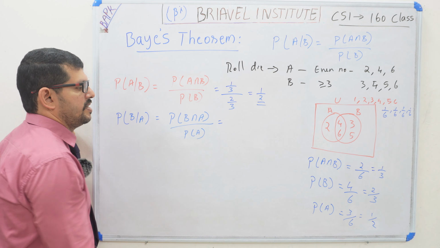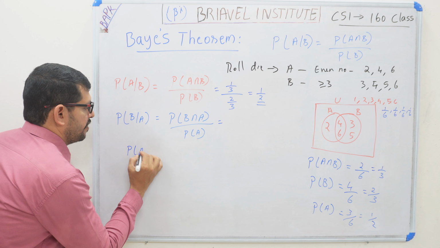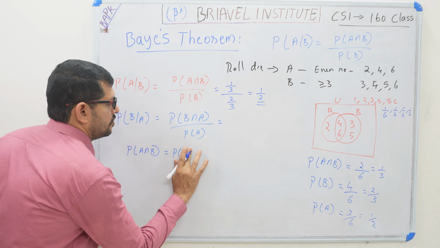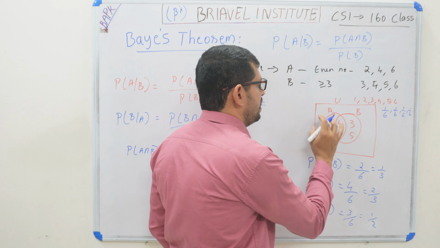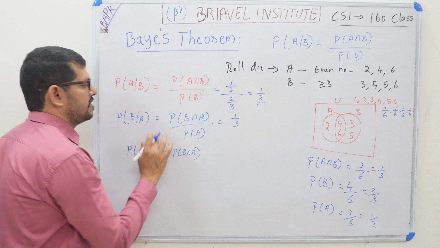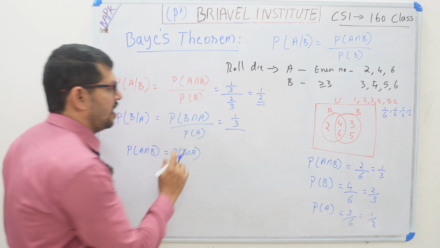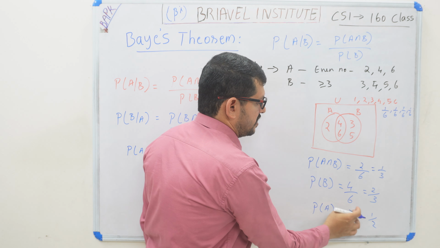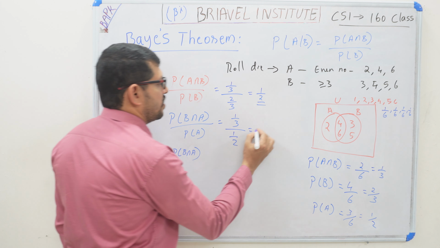So what is B intersection A? Here we know that the probability of A intersection B is equal to the probability of B intersection A. Both are equal. So we can write here also it is 1 by 3. B intersection A is also equal to A intersection B, so that is 1 by 3. Probability of A: A is 2, 4, 6, that's 3 divided by 6, so 1 by 2. So this is equal to 2 by 3.